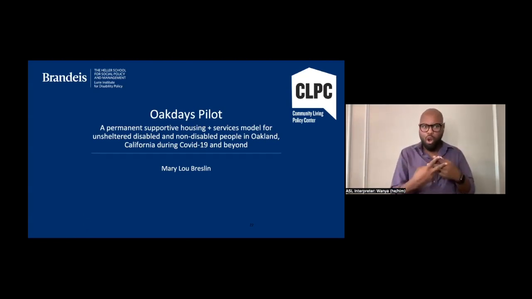So using the federal COVID relief funding, the County of Alameda, which is east of San Francisco, for those of you who aren't familiar with the California geography, purchased a vacant hotel where about 140 unsheltered people who had been living in encampments were housed so that they could shelter safely in place. The intent was to create permanent supportive housing when the pandemic waned.